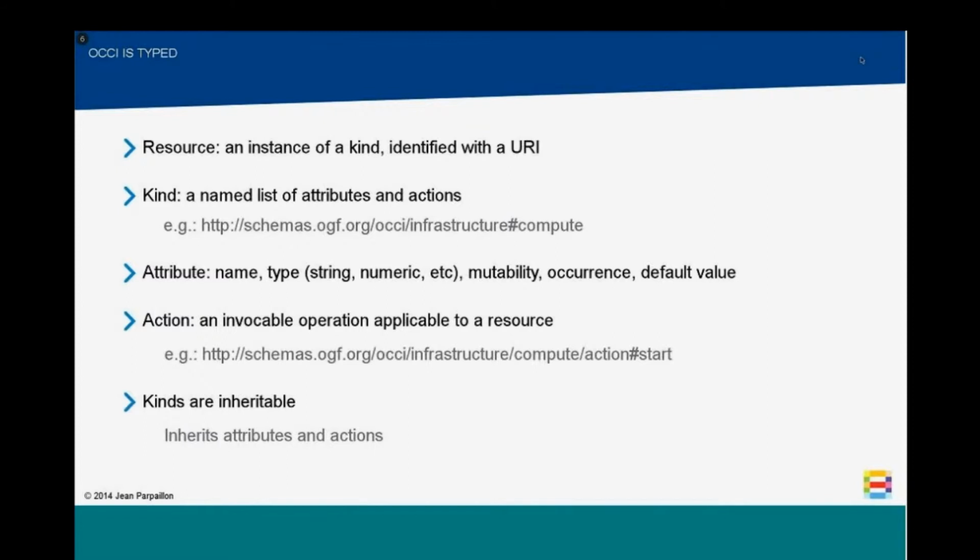For instance, a kind is identified with a kind of URL, which is called a scheme. And an attribute in the OCCI standard has a name, a type, can be mutable or not, has an occurrence and a default value, so it's well defined. An action is an operation which can be invoked on a resource once it is created. For instance, we can have a compute resource which represents a virtual machine, and we can invoke the start operation on it, the stop operation, the suspend, and so on. And kinds are inheritable, so kinds can inherit attributes and actions from another kind. So we have a complete typing scheme.